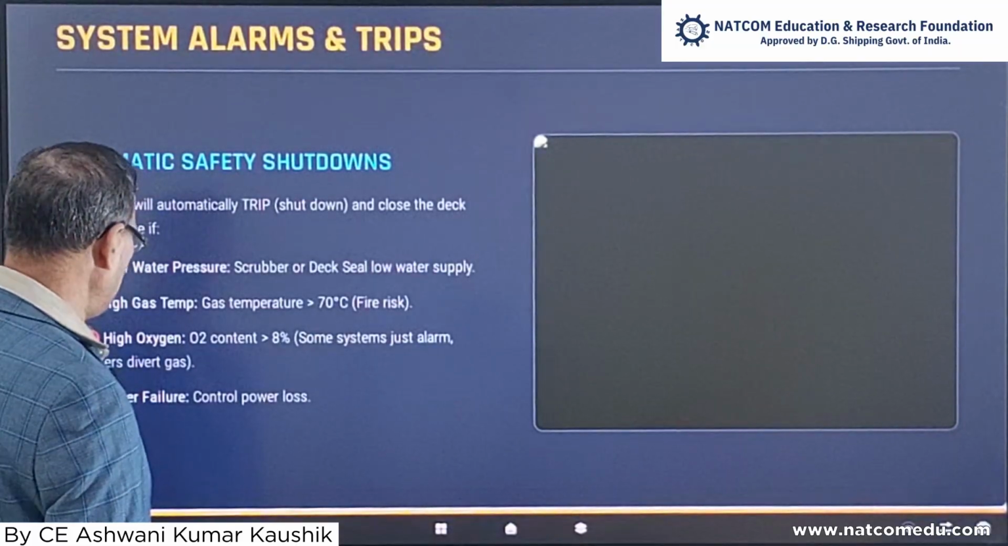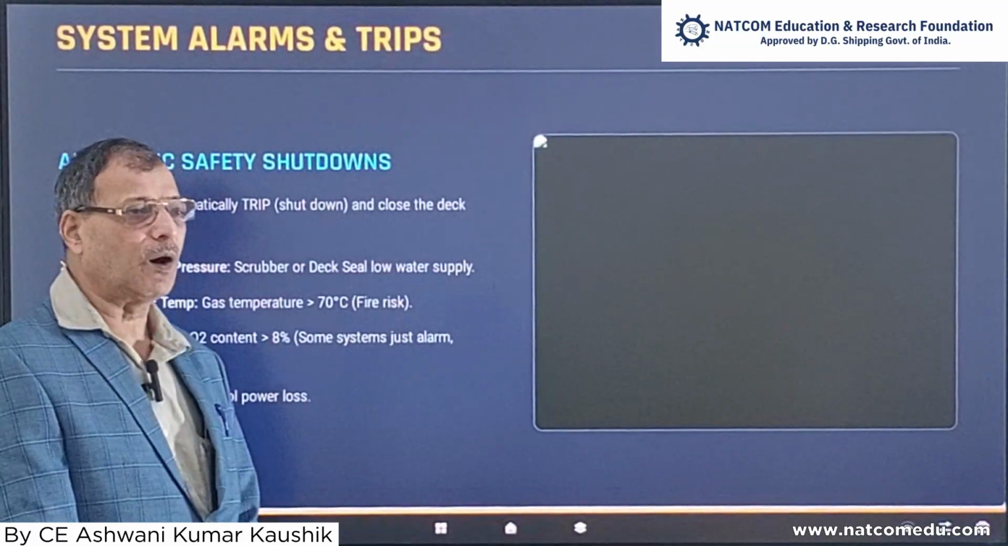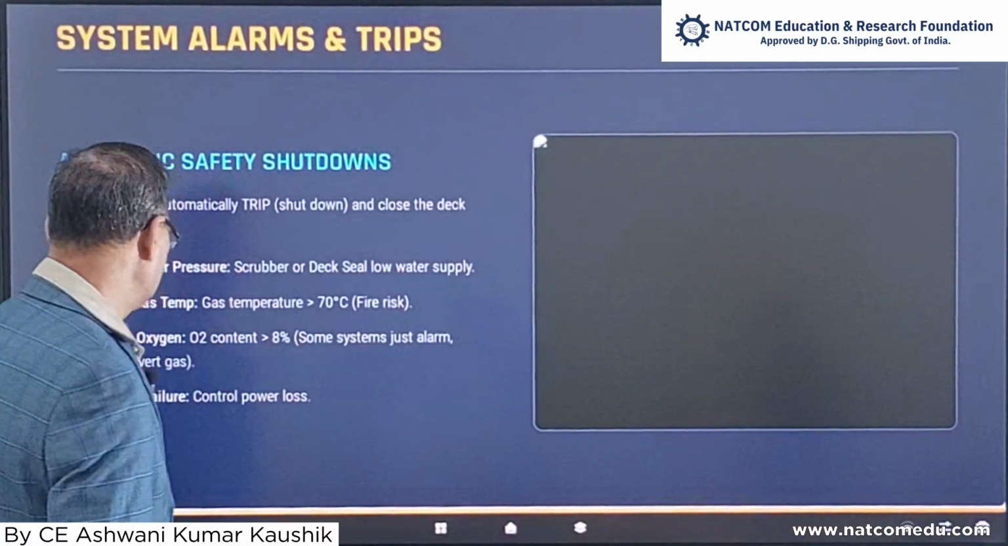Power failure, control power loss. If there is a power failure, then all valves automatically close and the atmospheric valve opens at the same time.